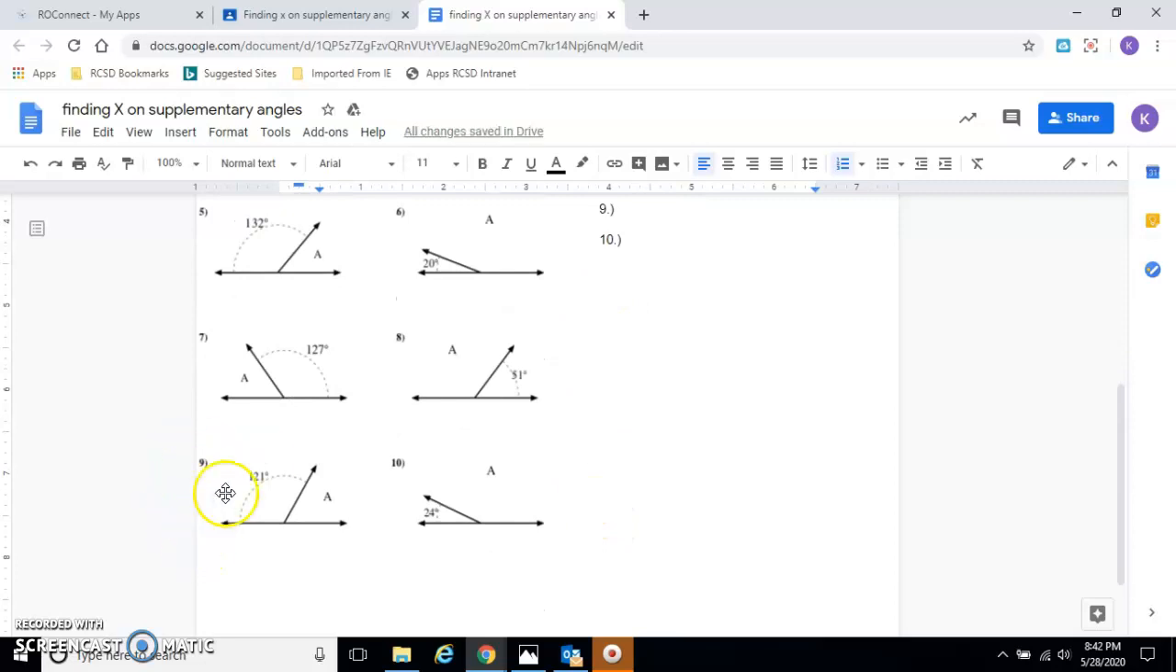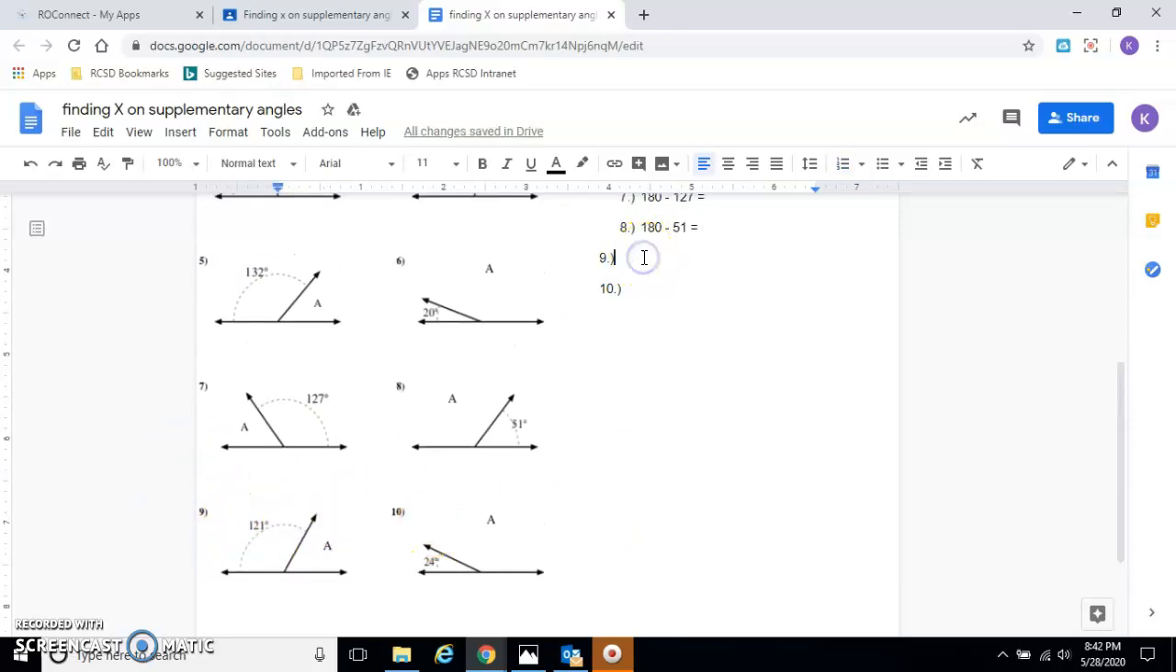Number 9, we're given 121 degrees. I need to figure out what A is, so do my 180 minus 121 equals. You're plugging these in and finding your answer. Number 10, we're given 24 degrees. Need to figure out what's going to be left.